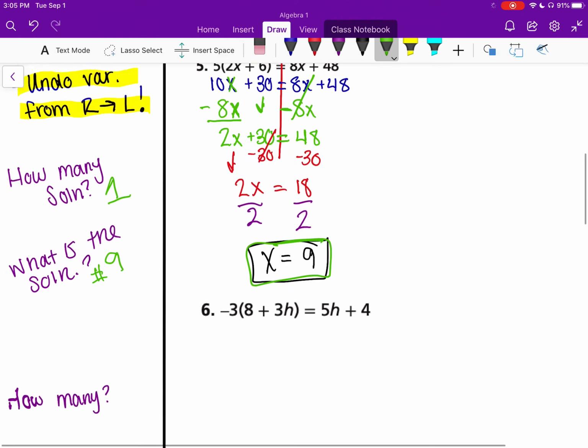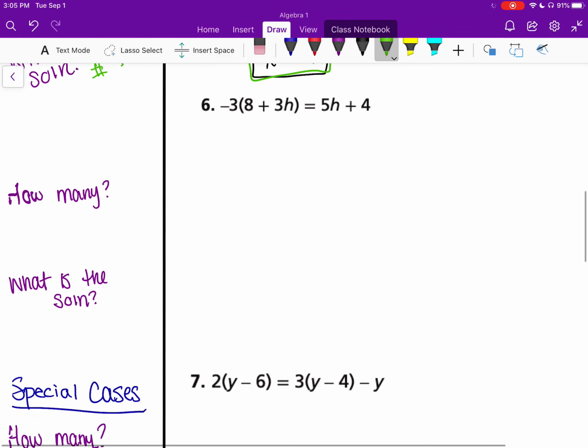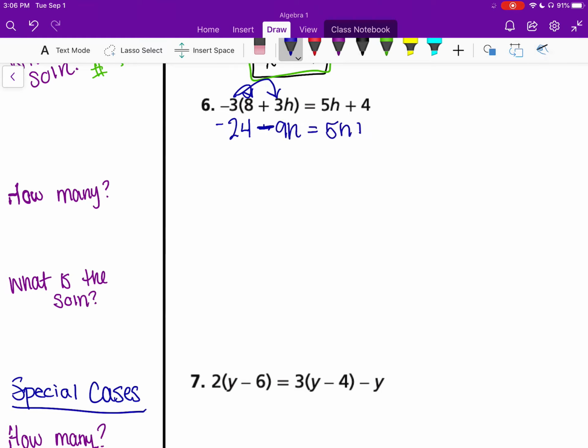Let's do another example. This example, I actually want you to pause and try on your own using the one that we just did. Distribute and give it a go. Distribute the negative 3, and we would have gotten negative 24 minus 9h equals 5h plus 4. Notice it's minus 9h because negative 3 times positive 3 is negative 9.